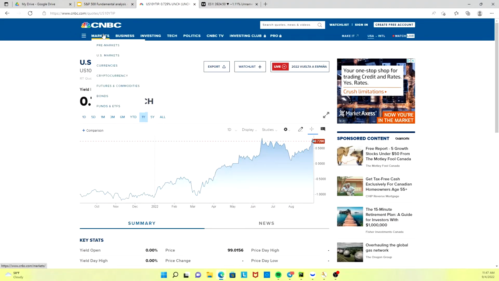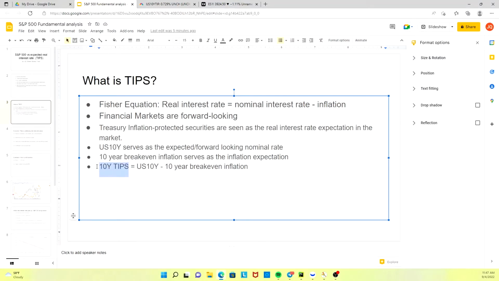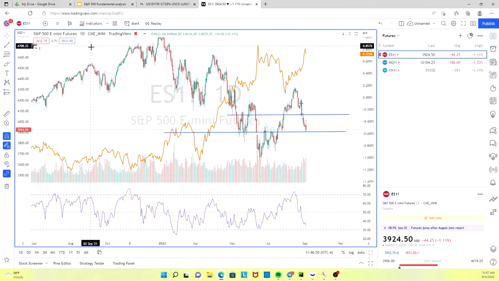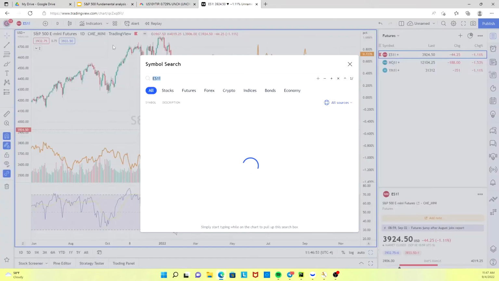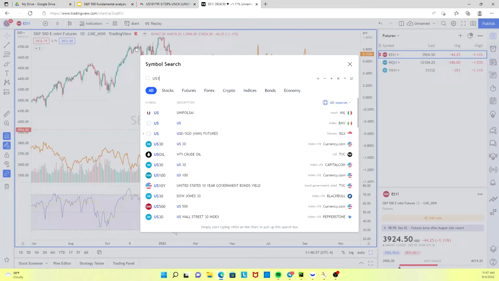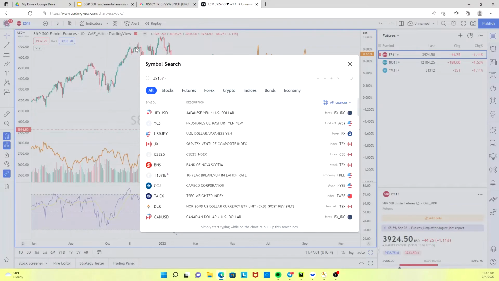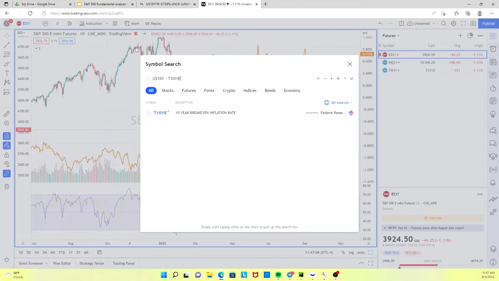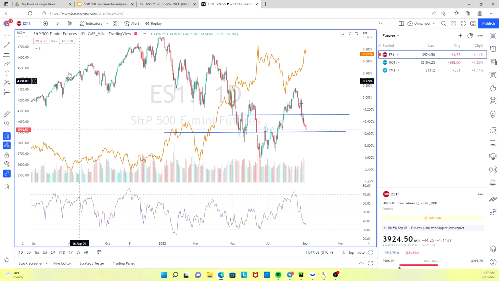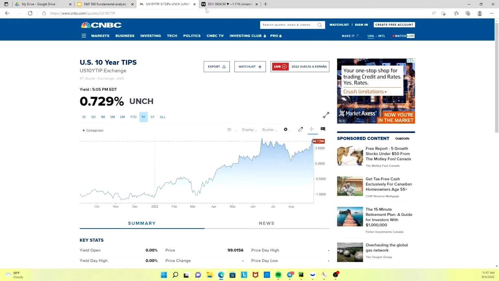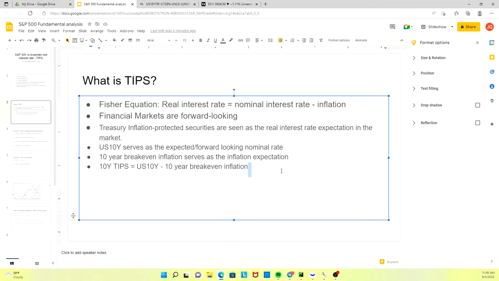Here is the CNBC app site showing the 10-year TIPS. You may wonder how we can calculate it. Actually, the 10-year TIPS is calculated as the difference between the US 10-year Treasury bond yield and the 10-year break-even inflation rate. You could do it on the TradingView website easily by typing US10Y minus T10YIE, and then you could get this variable, and here I showed it already. It's right now trading at 0.723%, very close to the official number here. So that's the TIPS.